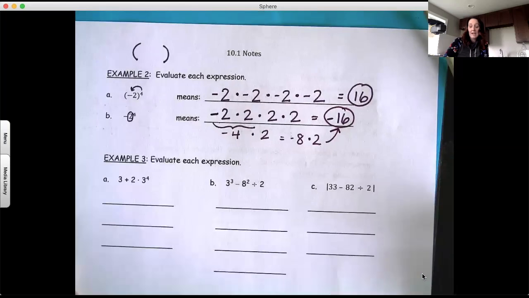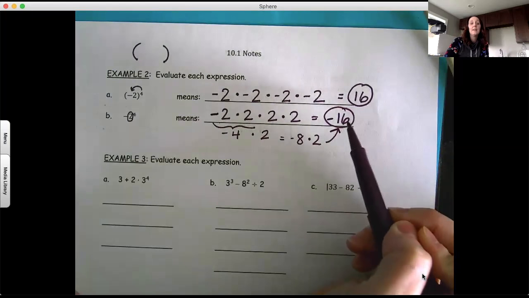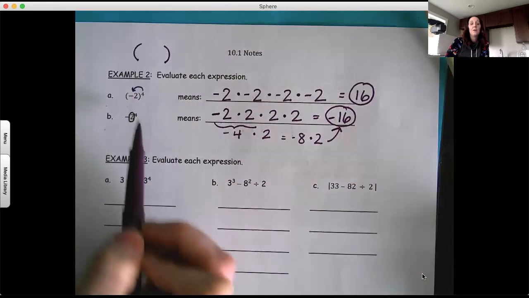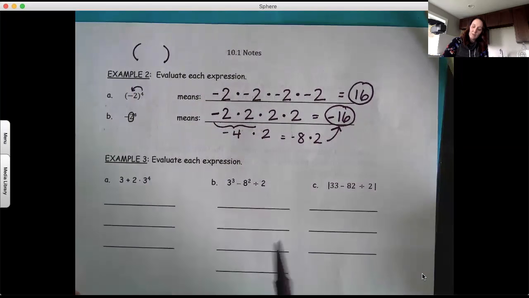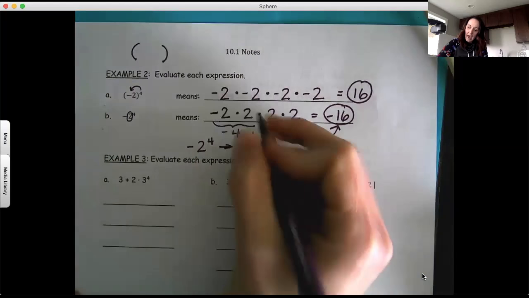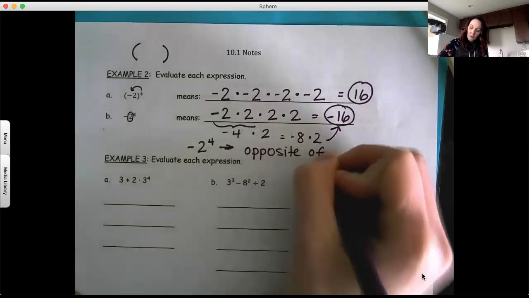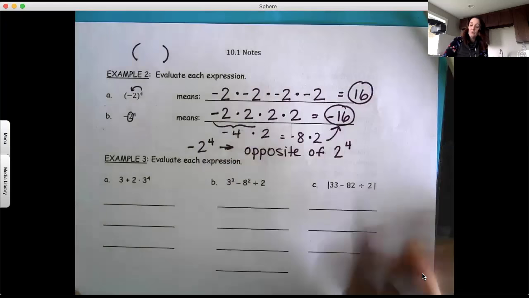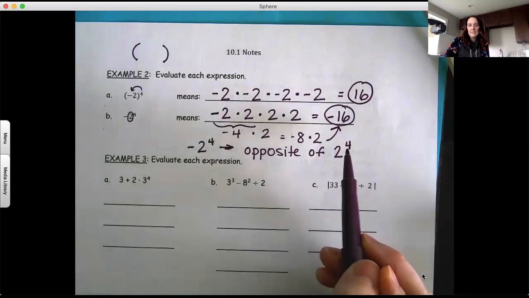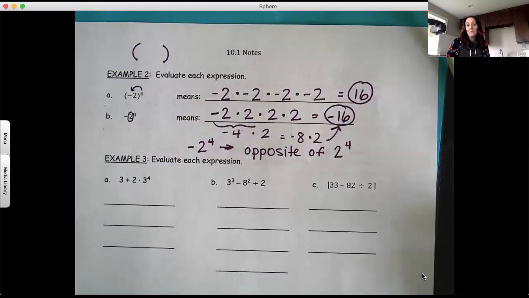So as you can see here, there's 2 different answers. 16 is different than -16, and the difference is the parentheses. Another thing that you can think of -2 to the 4th is that it is the opposite of 2 to the 4th. So if you do 2 to the 4th and you're like, oh, well, that's 16. Well, what's the opposite of 16? It's -16. So you can think of it in 2 different ways. But parentheses plays a huge role. So make sure you pay close attention to those in those problems.